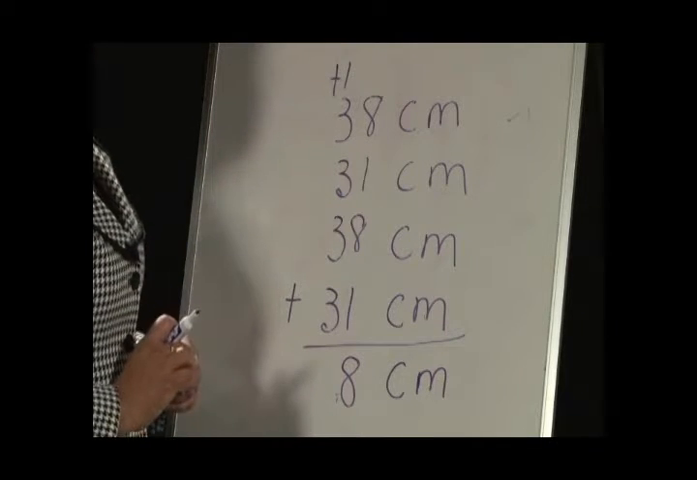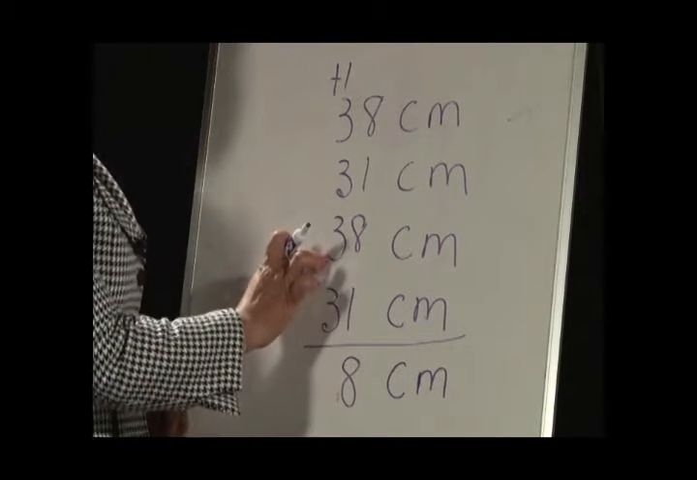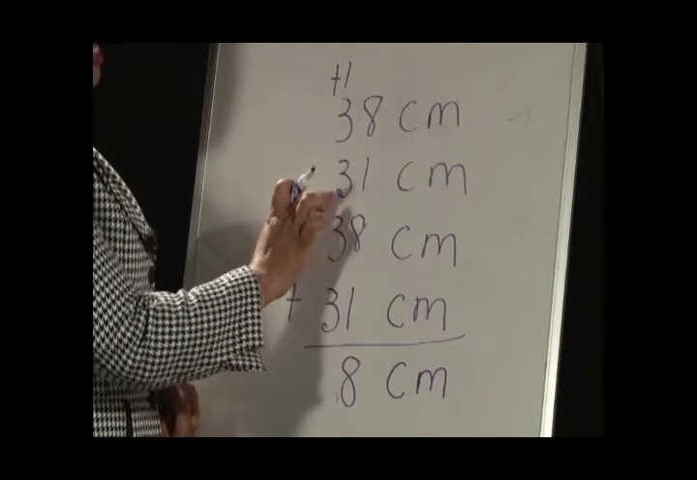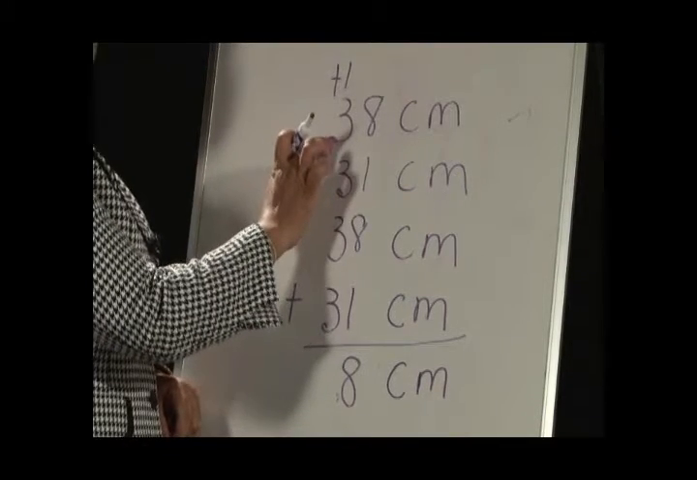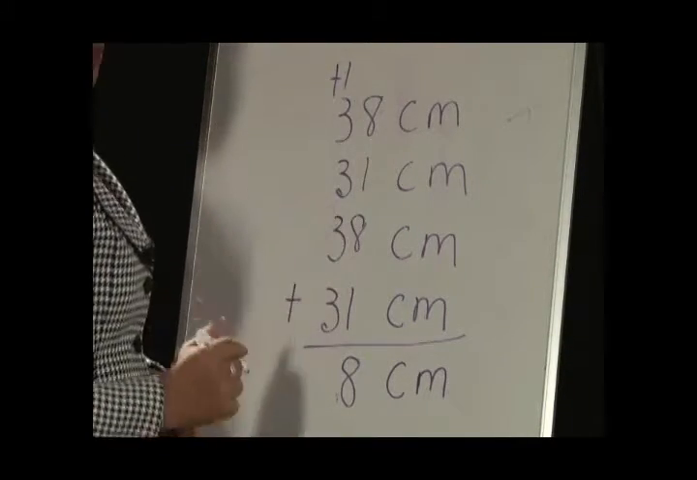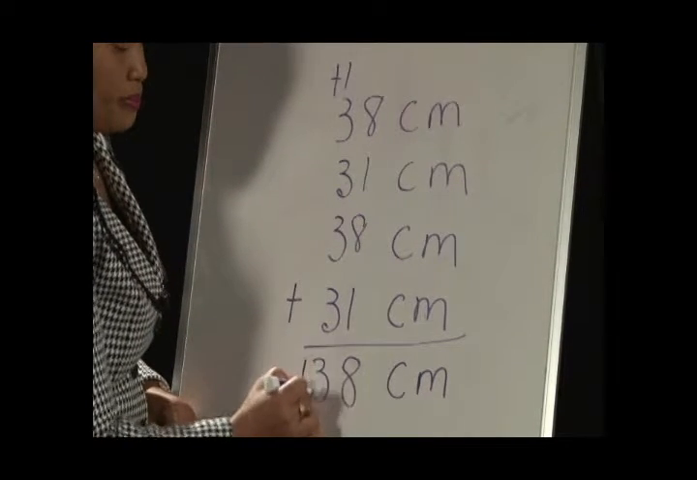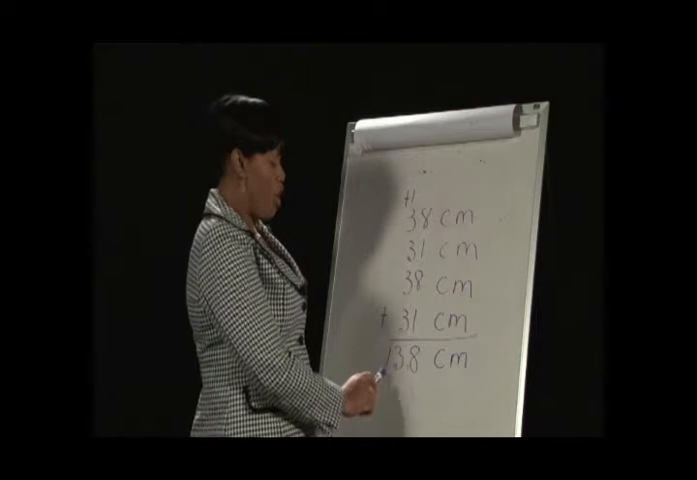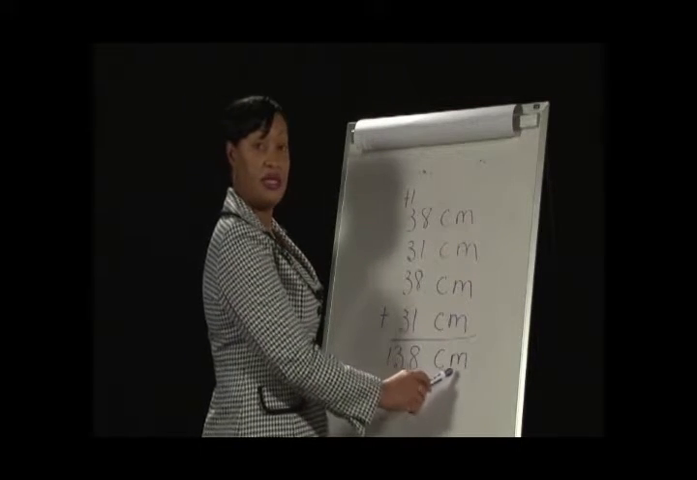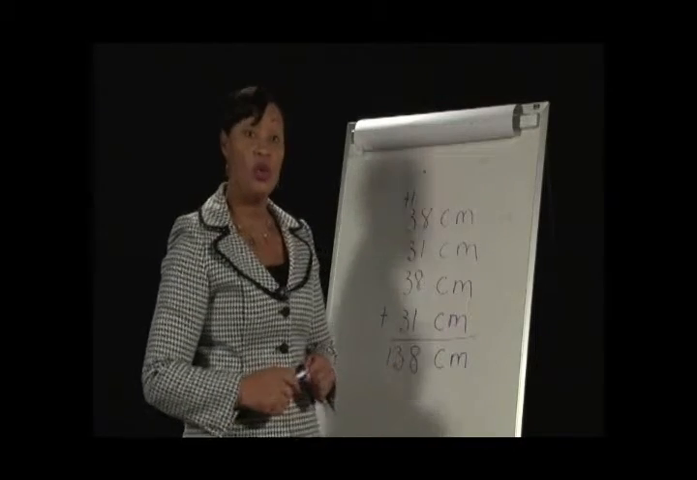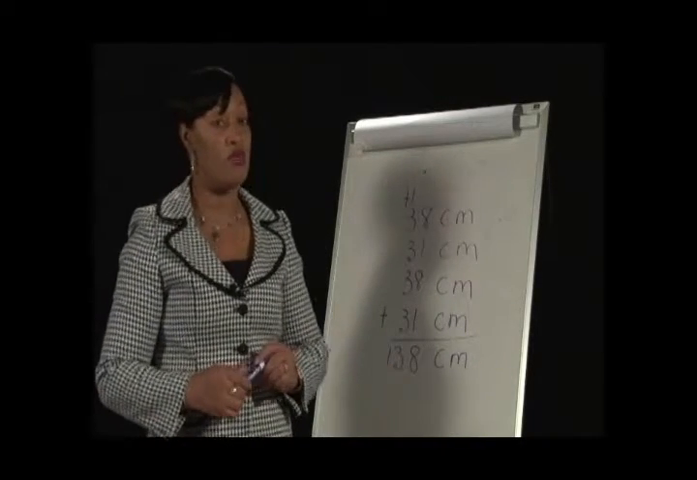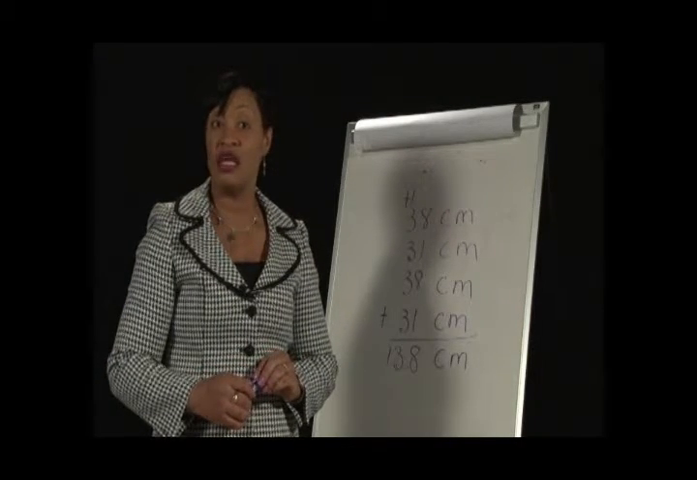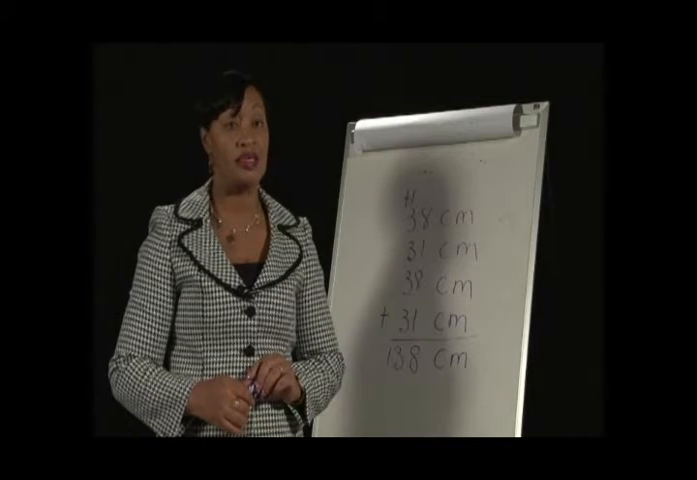Let's add the other side. 3 plus 3 will give us 6. 6 plus 3 will give us 9. 9 plus 3 will give us 12. And 12 plus 1 will give us 13. The total measurement around the farm is 138 centimeters. So now we know what is the measurement around his farm. Now we can go to purchase the material to fence Farmer Black's farm.